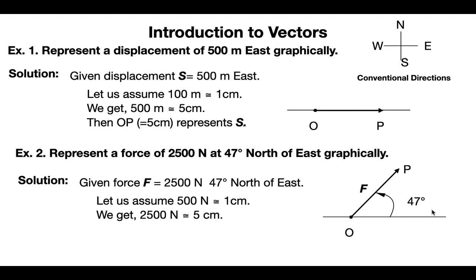This is the reference line. The direction is 47 degrees north of east. This is east. From east we have to turn 47 degrees north. This is a positive angle, so it is the anti-clockwise direction towards north. Draw a segment OP with length 5 centimeters to represent the force F with a magnitude of 2500 Newton.